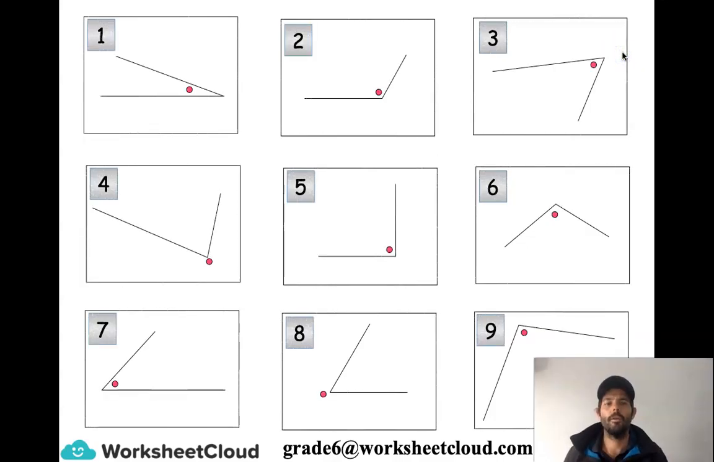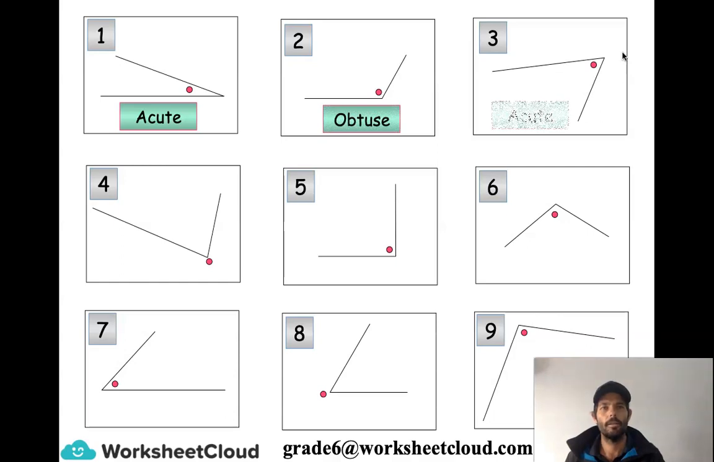Okay, so there were the angles that you needed to tell me which were acute, obtuse, reflex, right or straight angles. So question number 1 would have been acute, it's less than 90. 2 would have been obtuse, greater than 90. 3 acute. 4 would have been reflex. You can see that angle is marked on the outside of where the two lines meet. 5 would have been a right angle.